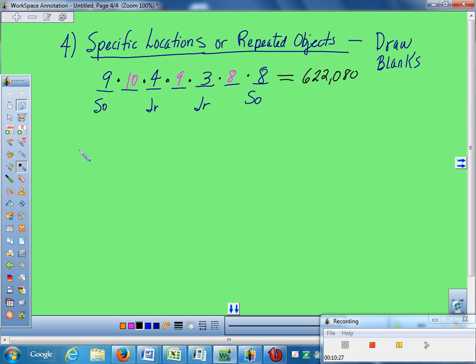Let me give you a second example. This would be an example more of repeated objects. Okay, Kansas license plates are, what do they look like? 3 letters followed by 3 numbers. Okay, so my question to you is, how many possible license plates can be made in Kansas? A lot.